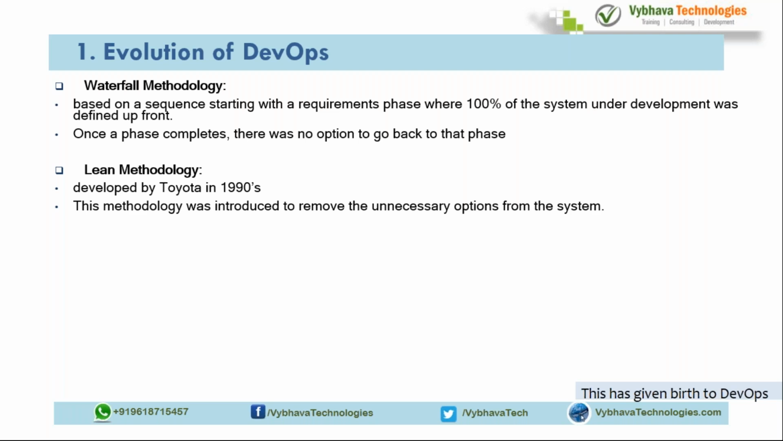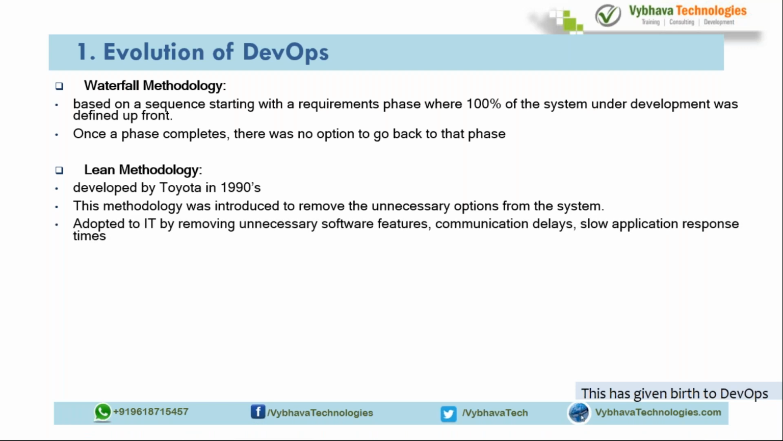How much time it is taking? They have evolved. They started looking into what is unnecessary, which is taking the longer time. So how to avoid that part? This is what the lean methodology plan. That was successfully implemented, and the same thing is adopted to the IT. So removing unnecessary software features and communication delays, slow application response times. These are the things targeted using the lean methodology.